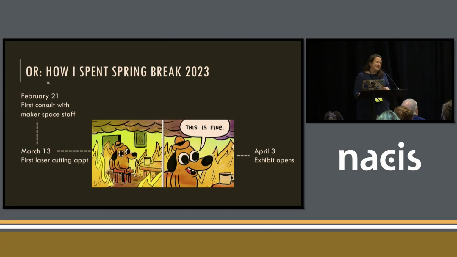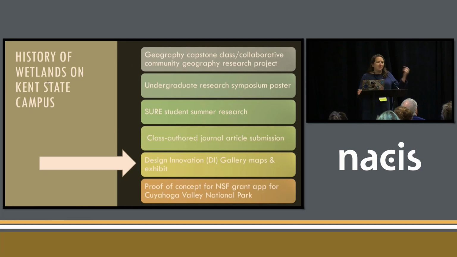But no, I didn't do that. So how did this come about? I'd always wanted to do a 3D map, let me first say that. But I also had this wetlands project that I had worked on with my undergrad geography capstone class, and that project looked at the history of land use, and we zeroed in on wetlands on Kent State campus. And so I got this brilliant idea to do all sorts of things that came out of that project.